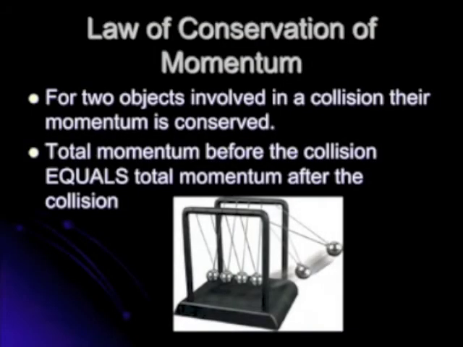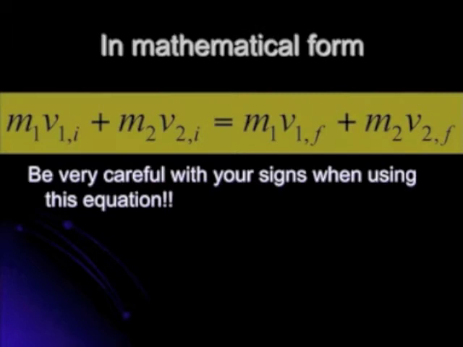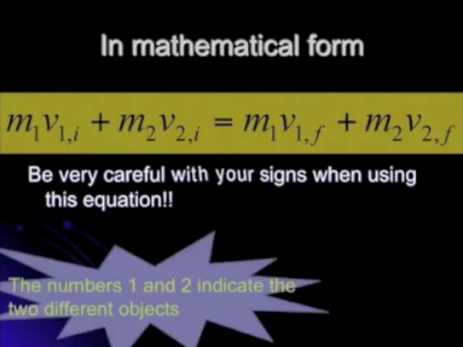For two objects involved in a collision, their momentum is conserved. Okay, so total momentum before a collision equals the total momentum after a collision. So in mathematical form, this is what it looks like. You have the mass times velocity, so that's momentum of each object initially and finally. The numbers 1 and 2 by the masses and velocities indicate the two different objects.